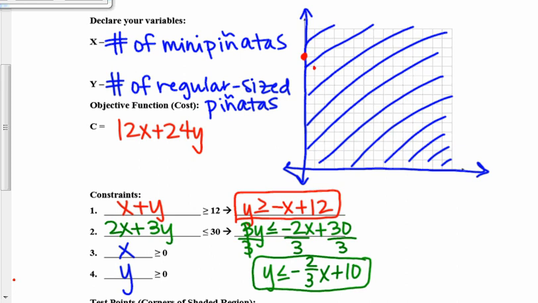Negative x, so down 1 over 1, down 1 over 1. Alright, and it says y is greater than that, so shading everything above that line.